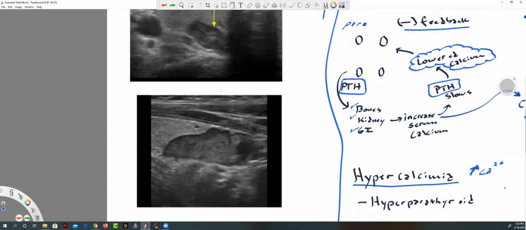I looked up hyperplasia, and all I got were pages and pages of adenomas. So I don't know why that happened, but being hypoechoic, mostly homogeneous, this one has a little cystic degeneration here. And for an adenoma, we don't see those a lot, but still, this was proven to be an adenoma.